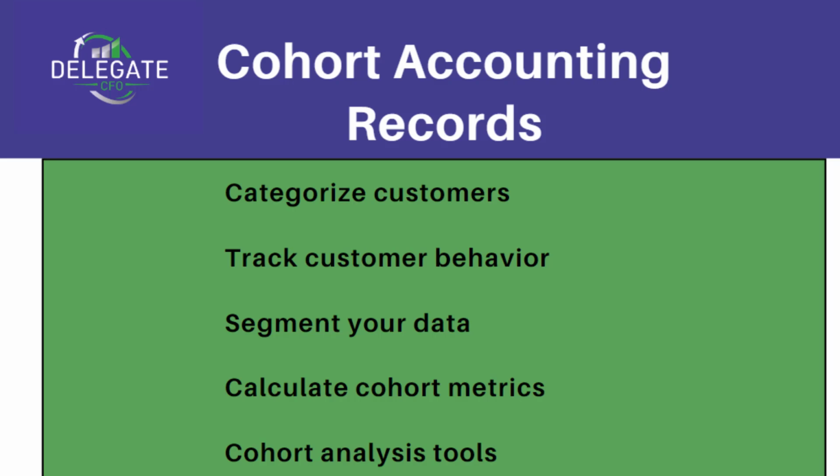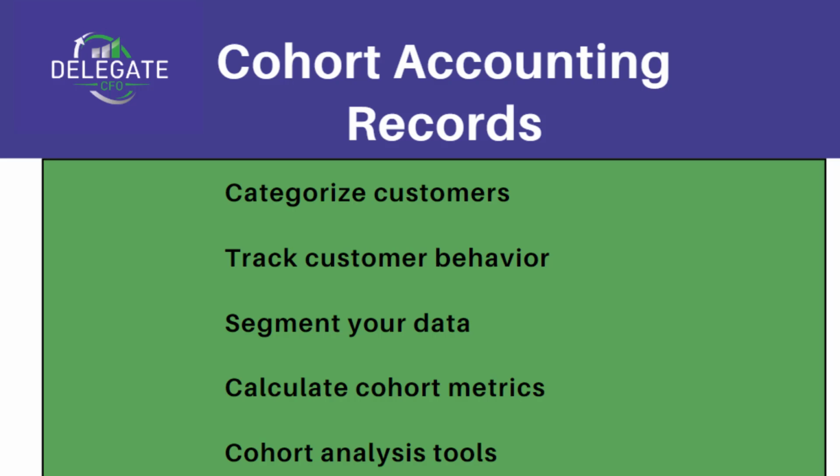Next, track the customer behavior. You need to make sure you're tracking their behavior over time, such as purchase frequency, average order value, customer lifetime value, and so forth. This will help you identify trends and patterns within each of the cohorts. Next, segment your data. Break down your data into meaningful segments, such as product or service, demographics, marketing channels, what have you. This will help you analyze the performance of each segment within your cohorts.